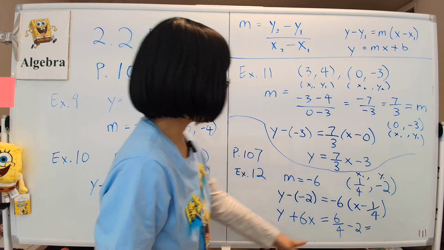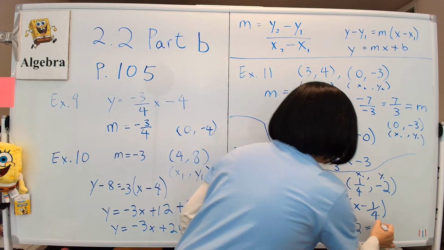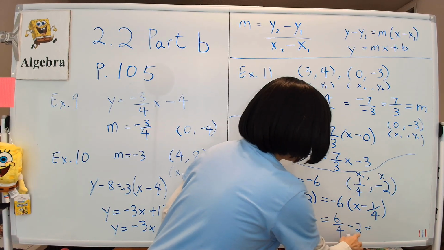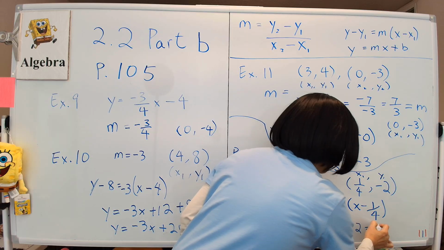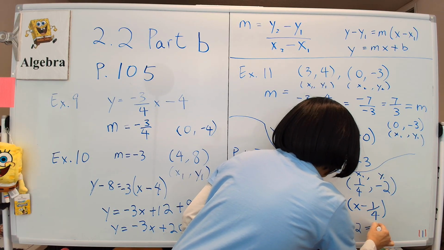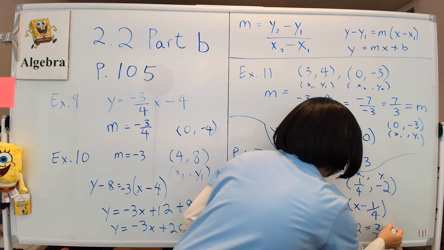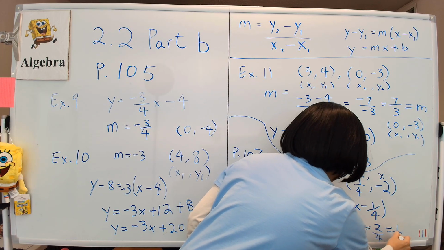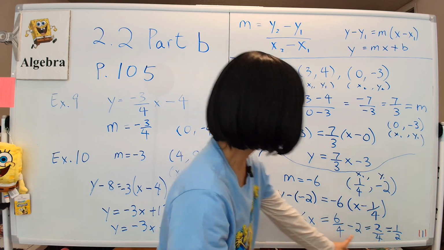Okay, let's do fractions here. How will we do the fraction? The 2 is 4/2, so 6 minus 4, and that would be 2, right? And then the denominator is still 4. And then this should be equal to 1/2. And that is your equation, y plus 6x equals 1/2.